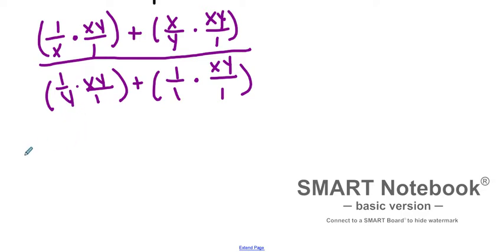Now remember, the whole point of this is that we eliminate the fractions, so we should be able to eliminate them using this method. Okay, so let's see.